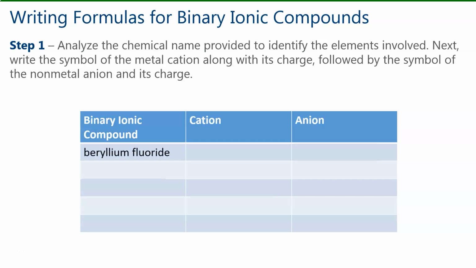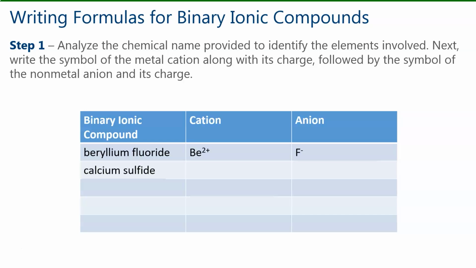Our first example is a binary ionic compound, beryllium fluoride. Our cation is the metal beryllium, and it has a charge of positive 2. You can remember that beryllium is an alkaline earth metal found in group 2 of the periodic table and therefore has a charge of positive 2, or you can look it up on a periodic table with the ionic charges listed. Our anion is fluoride, and it has a charge of negative 1. Again, you can remember from the group number or you can look it up on a periodic table that lists the charges.